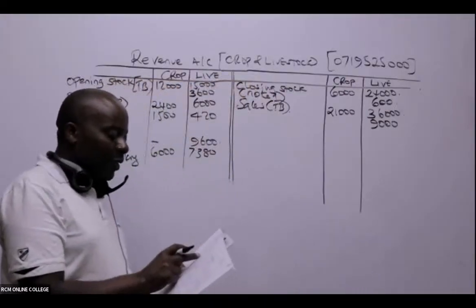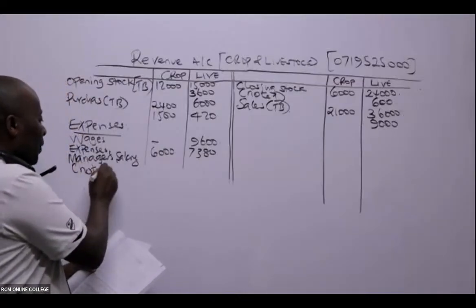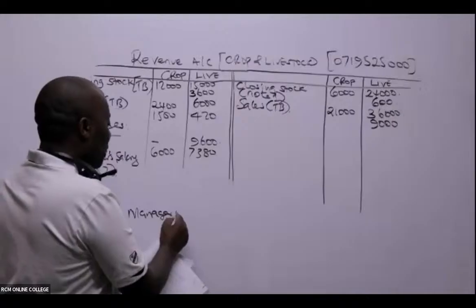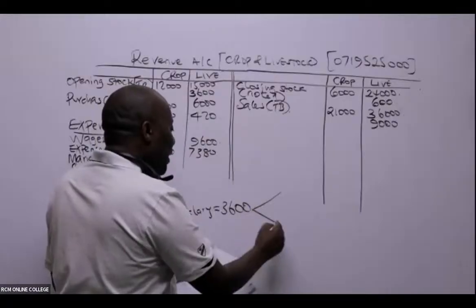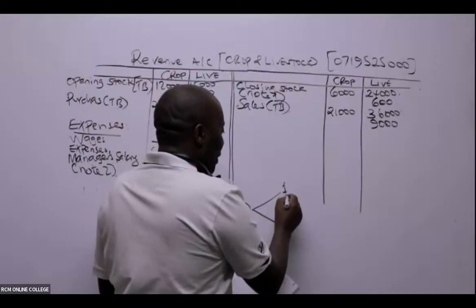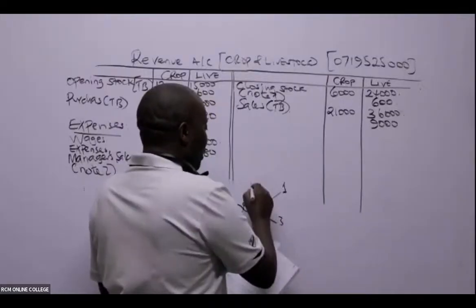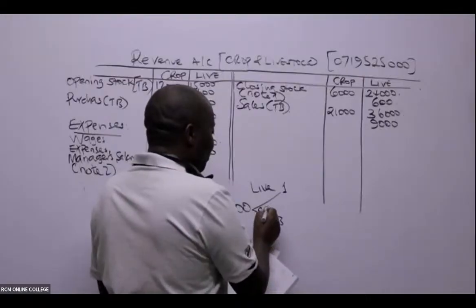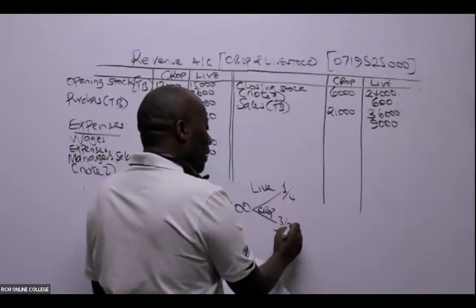So in this case, they have given us the criteria to apportion this. Look at note 2. This manager's salary of 3,600 is to be divided at what ratio? At the ratio of 1:3. Remember, 1 is for livestock, and three portions are for crop. So in total this will be 4. Proportion-wise, livestock will be a quarter and crop will be 3/4.